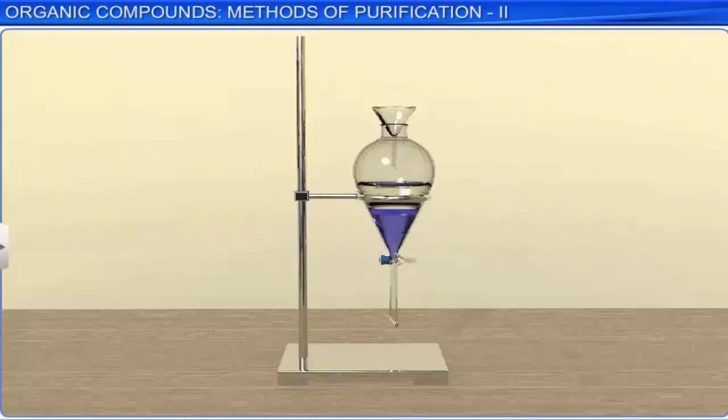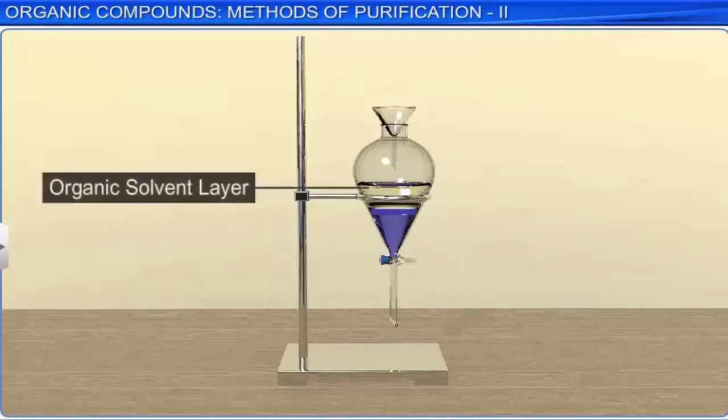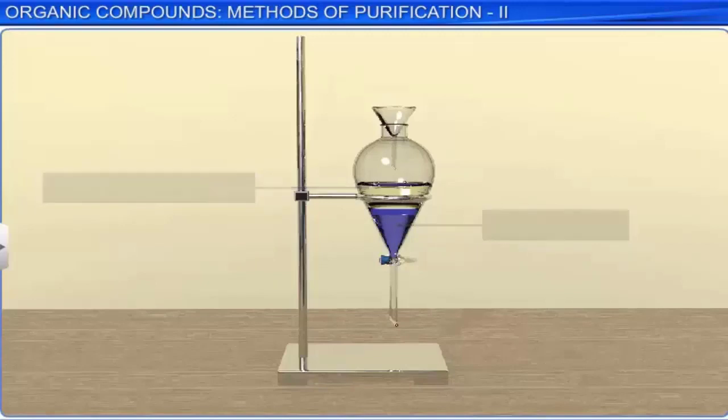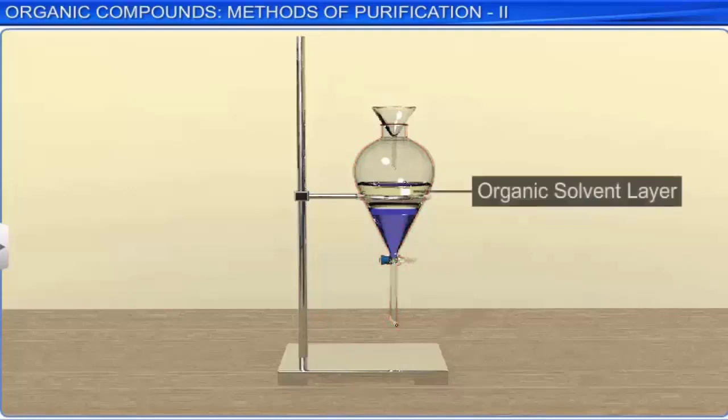The basic requirement of the organic solvent is that it should be immiscible with water so that the organic and water layers can be easily separated. Differential extraction is carried out in a separating funnel. In this method, the aqueous solution of the compound to be extracted is taken in the separating funnel. Then, a suitable organic solvent is added to the funnel.